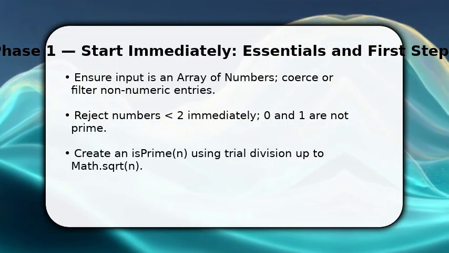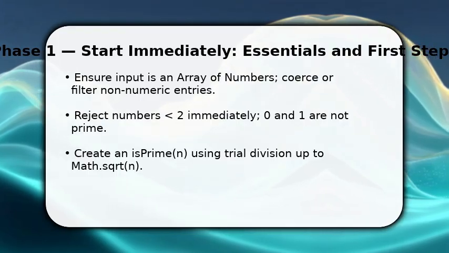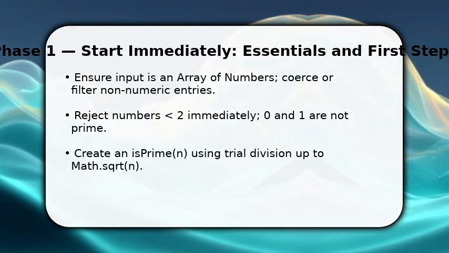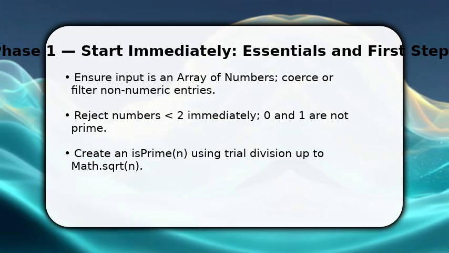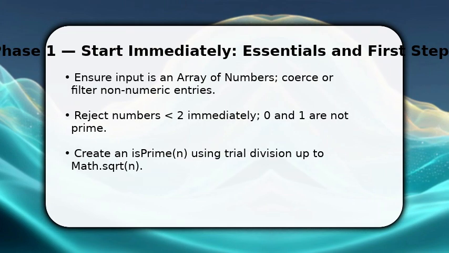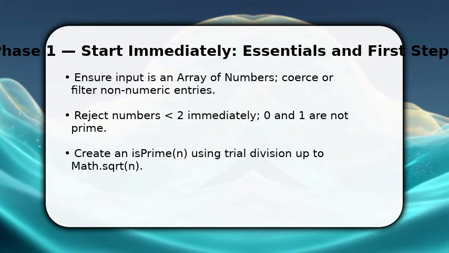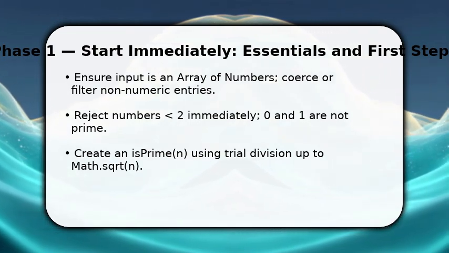Once done, use Array.prototype.filter to call isPrime on each element. This begins the work now, because checking every number manually is wasteful. You want an automated, repeatable helper that you can optimize next.